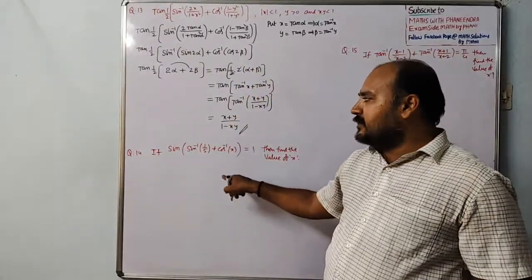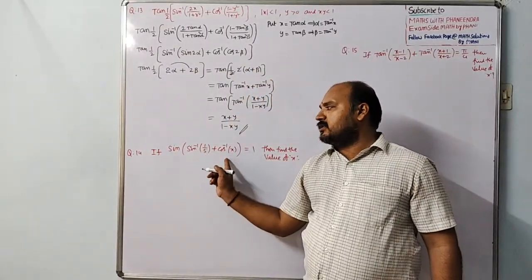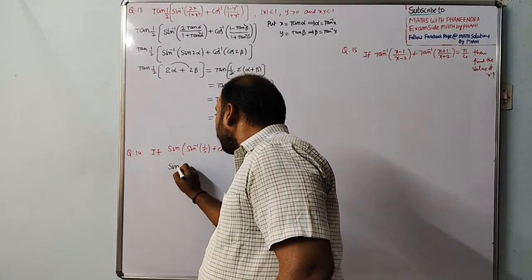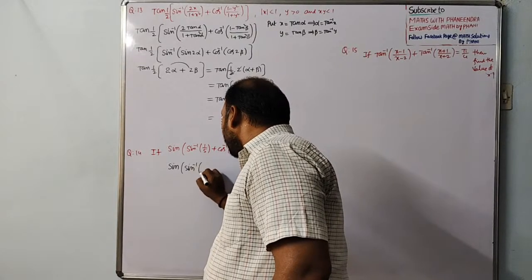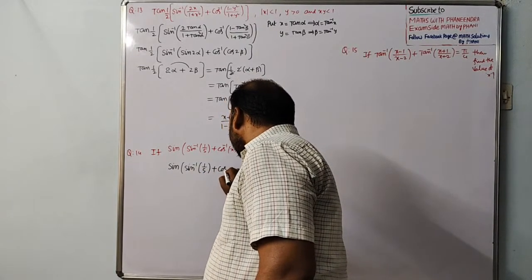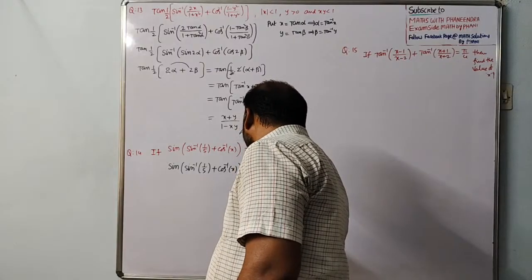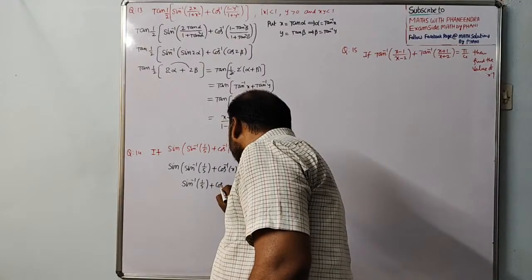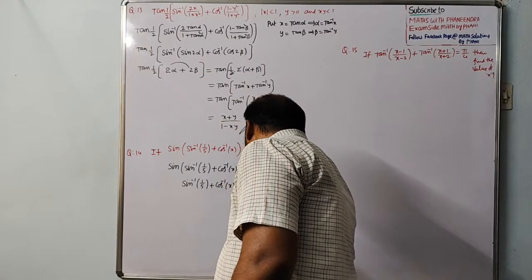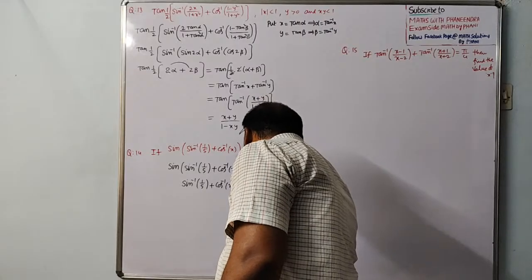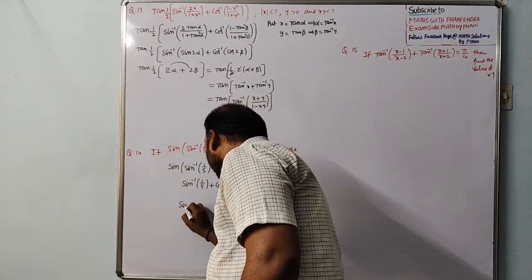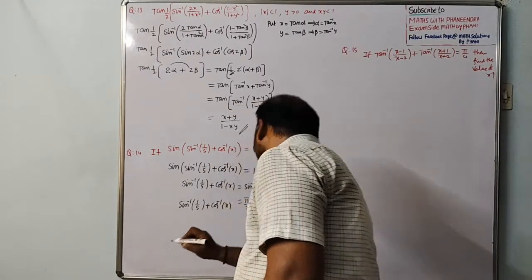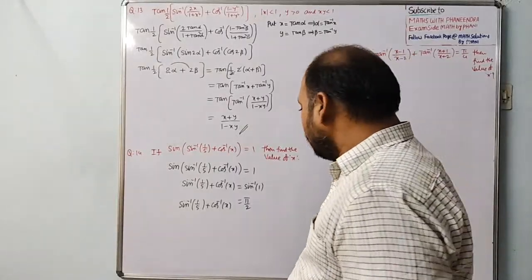The given condition is sine inverse of 1 by 5 plus cos inverse of x equal to 1. Bring sine to this side. So, sine inverse of 1 by 5 plus cos inverse of x is equal to sine inverse of 1, which is equal to pi by 2. This is an identity, no? Sine inverse of 1 by 5 plus cos inverse of x. So, this is an identity.